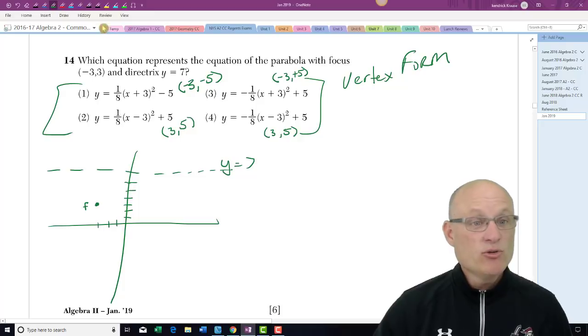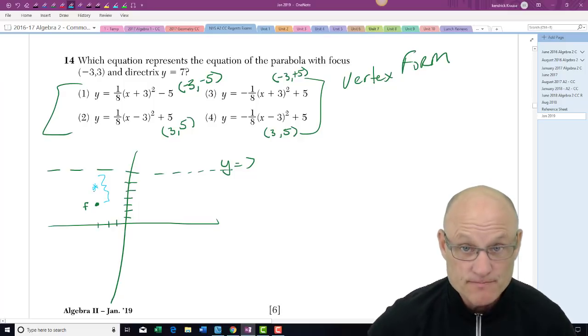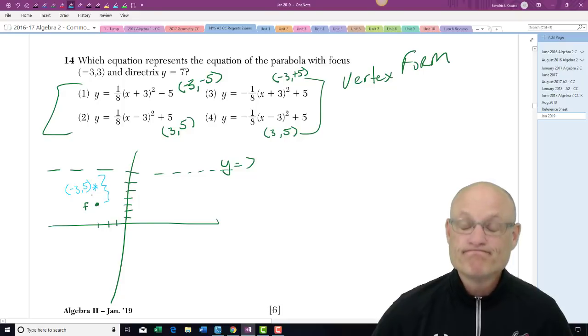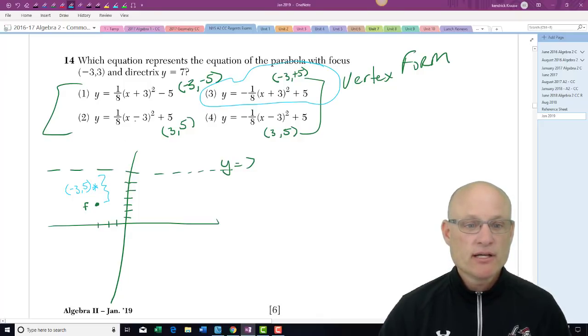Now, this is the right way to do this. You need to remember that the vertex is somewhere in the middle of those two. Well, that looks like negative 3, 5. Would you all agree that negative 3, 5 would be in the middle of those two? Yes. So that means we are probably at, well, looks like this is the right answer. So there's the right answer.